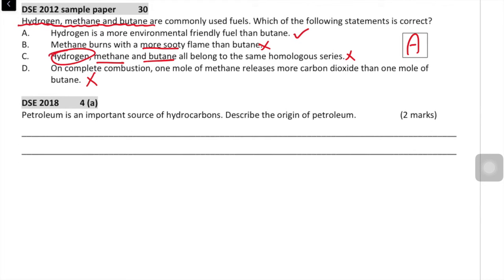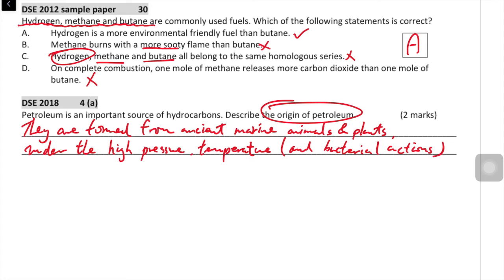Well, next one is a common question. You can see the origin of petroleum. So you can see they come from marine organisms millions of years ago, and under the transformation by heating and pressure. So let's write it down. The key point will be ancient marine animals or plants. Sometimes you can say marine organisms is okay. Next one is, of course, high pressure, temperature, and material actions. There will be 2 marks.